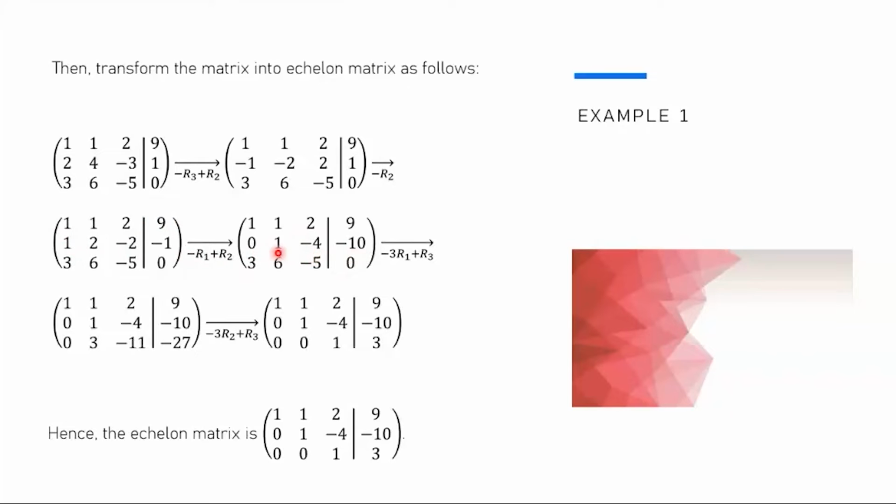This one is what we call the leading one because it is placed farther to the right than the upper leading one. Same goes for the third row. We're going to find the leading one by R3 minus 3R1 and R3 minus 3R2 on the third row. So we will get 0, 0, 1, 3. As a result, we already have this echelon matrix: 1, 1, 2, 9; 0, 1, -4, -10; 0, 0, 1, 3.